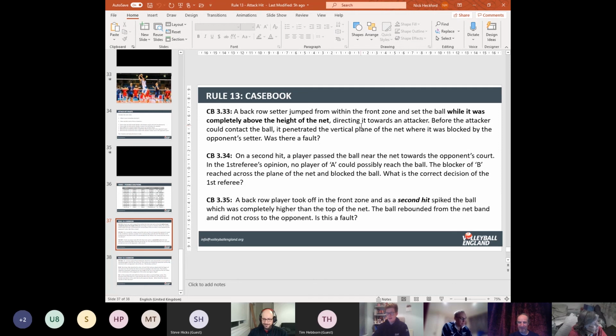So if Mazursky, for example, is back row and he steps into the front zone and volleys the ball over while stood on the ground, then all you're doing as a referee is saying, okay, where is the position of the player? Where is the position of the ball? So is the player in the front zone? Is the ball above the height of the net? As those two elements have been satisfied, it's an illegal back row attack.